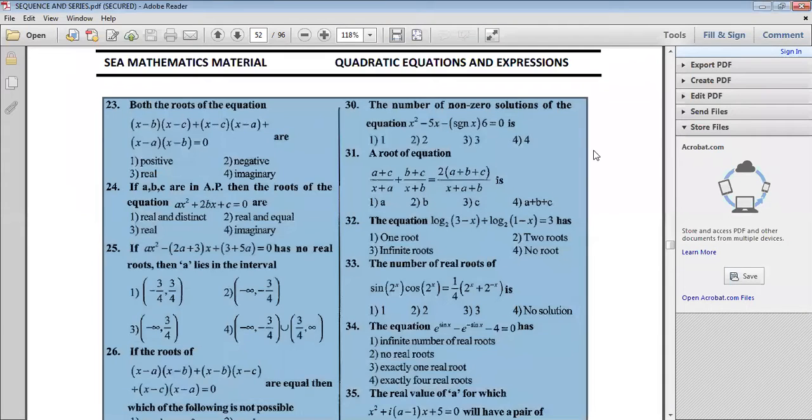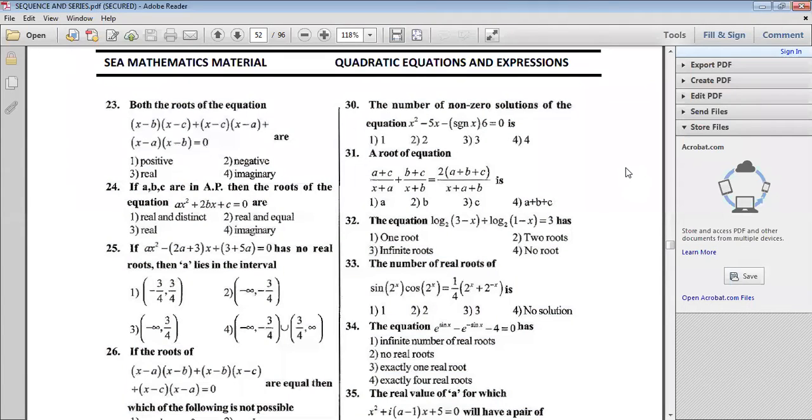Observe problem number 30 first. The root of the equation a plus c upon x plus a... (31). But in question number 36, the option is not given.